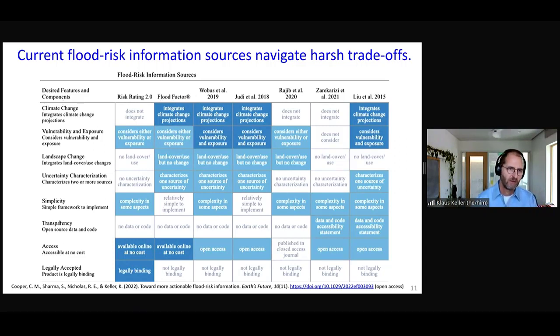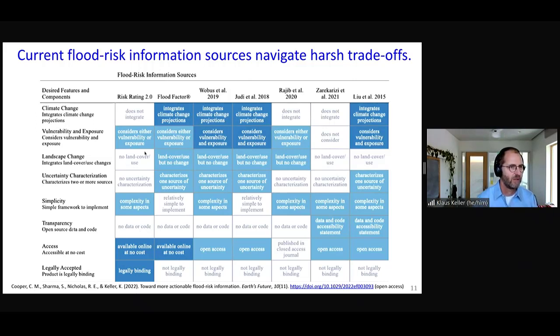And on this side here on the rows, we have actually components. So we would like to integrate climate change. We would have vulnerable exposure there, with simplicity, transparency. Do we have open access? And is it legally accepted? And it's color coded by dark blue is best and light blue is bad, or it's room for growth, let's be more polite. And what you can see is that there is no single product which is dark blue across.